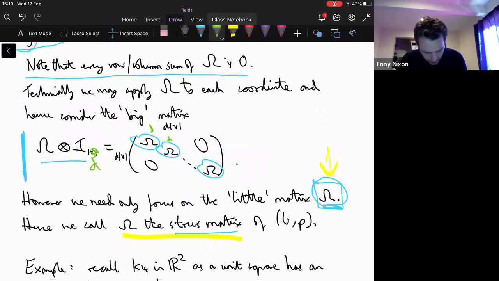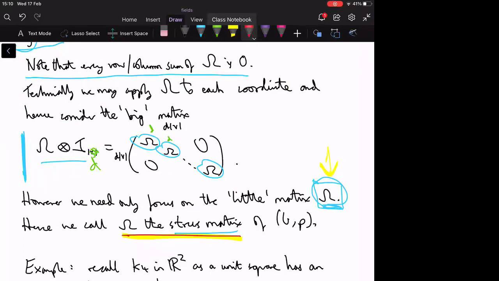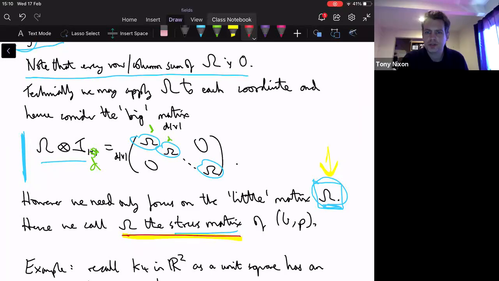Yeah. So where were we? So we've got the stress matrix. By the way, any other questions? Is everyone happy with the stress matrix? The definition so far, at least.